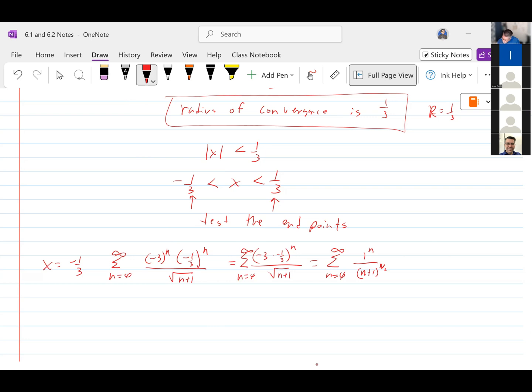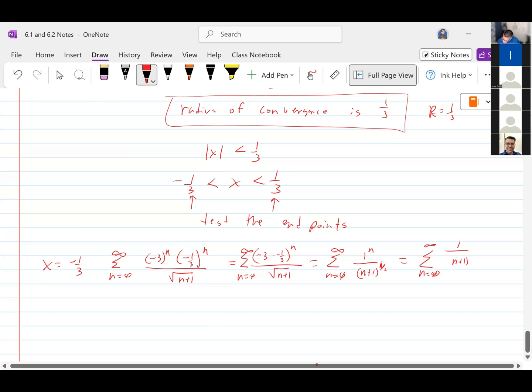Okay, and so this 1 to the nth just becomes 1. So what we're really asking ourselves is, does this series converge or diverge? Which is 1 over n plus 1 to the 1/2 power. Okay. And so what I can do is a limit comparison to just n to the 1/2 power.